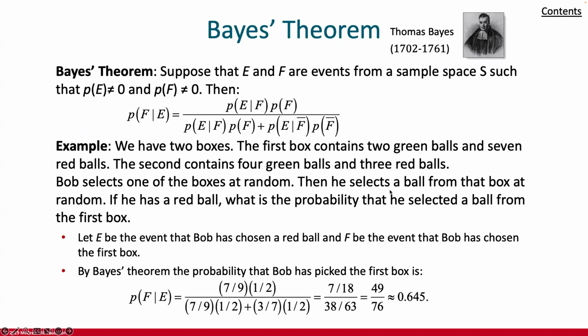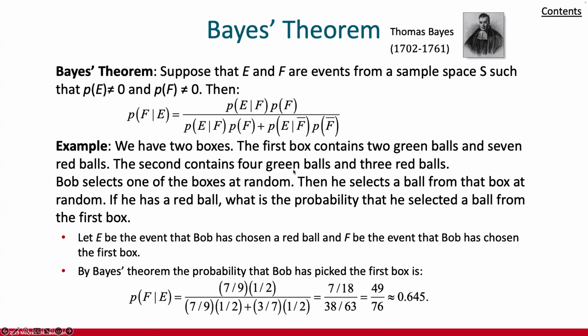So here's Bayes' theorem. Suppose that E and F are events from a sample space S such that the probability of E is not 0 and the probability of F is not 0, then we have this relationship.